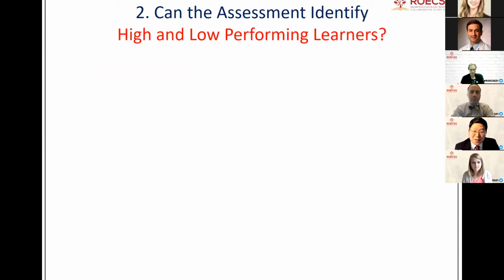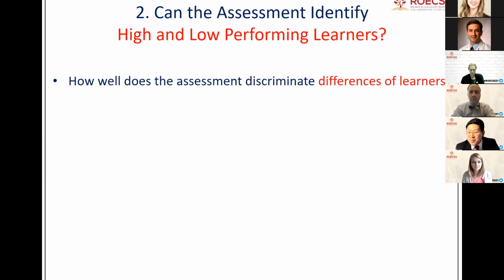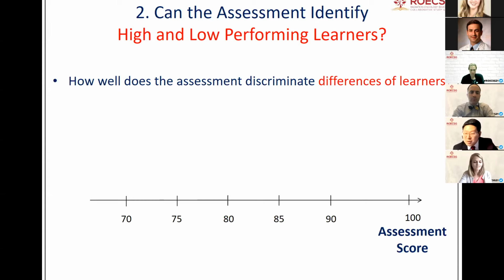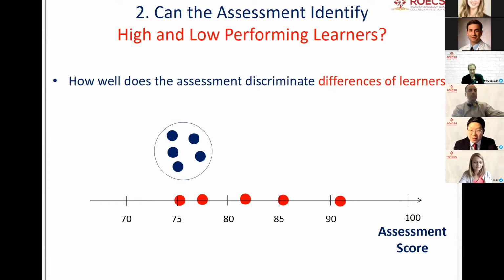Second important consideration for an assessment deals with how well the assessment is able to differentiate or discriminate differences of learner performance. And by discrimination, I talk about the variability. So let me give you an example. The x-axis here is a range of assessment scores, just very hypothetically. And let's say you have 2 different types of assessments. The blue dots is a cluster.